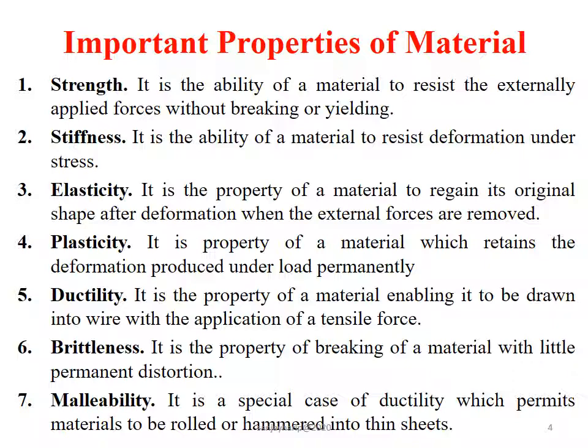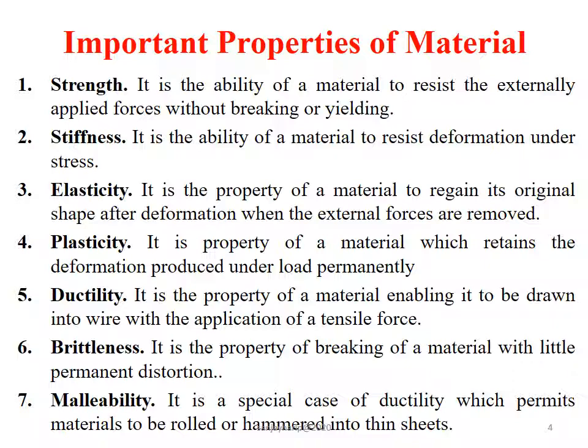The third important property is elasticity. It is the property of material to regain its original shape after deformation when external forces are removed. This property is desirable for material used for tool. As you know, steel is more elastic than rubber. Fourth property, that is plasticity. It is the property of material which retains deformation produced under load. This property is essential for forging and stamping on element.